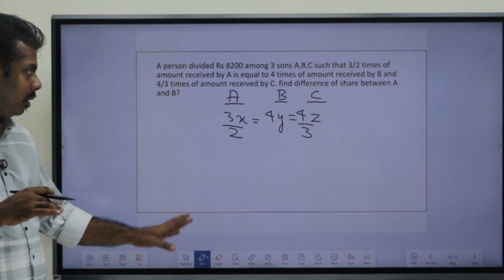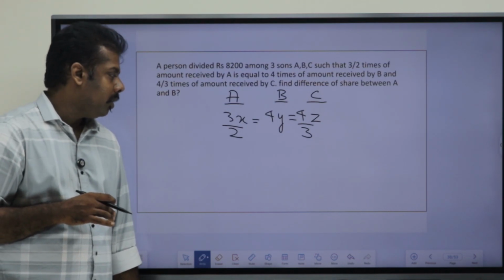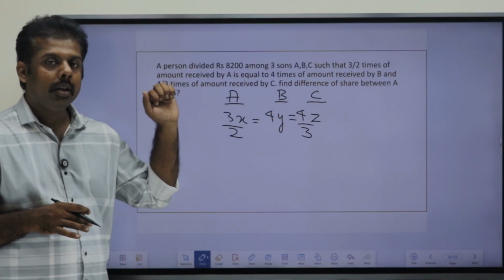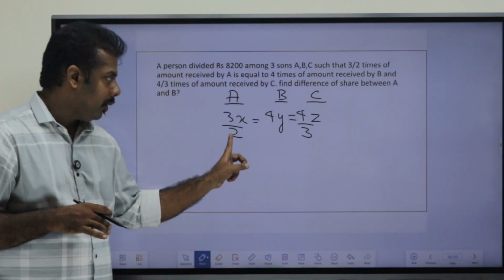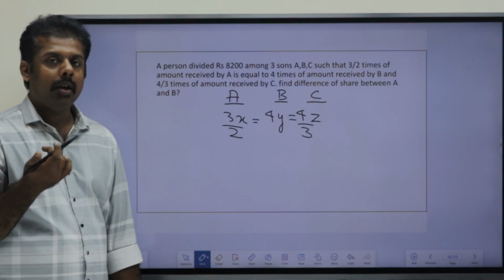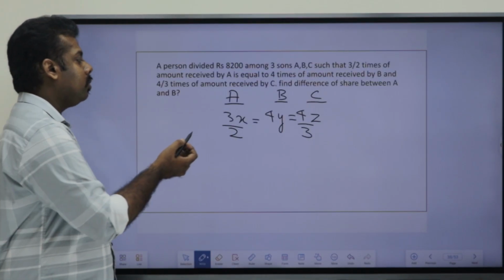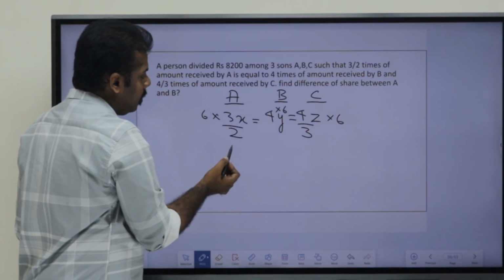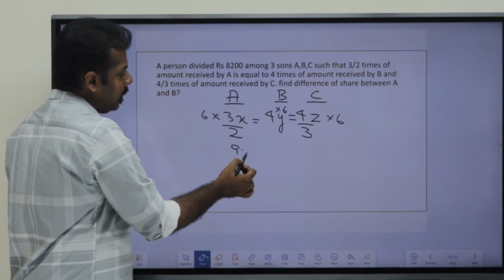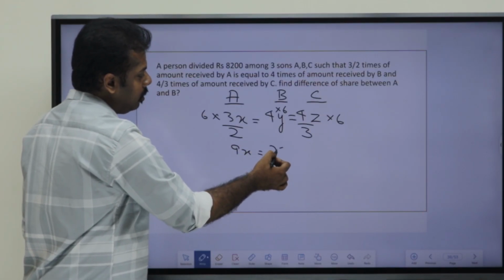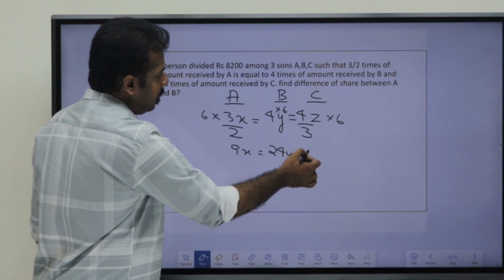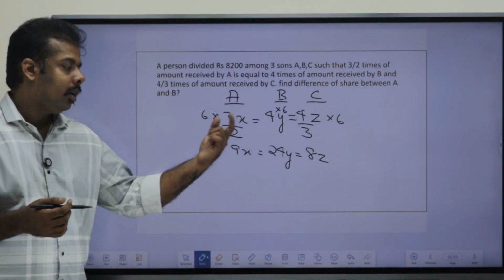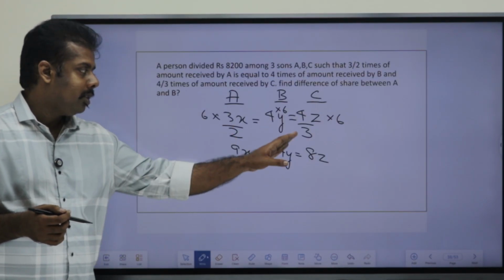So, I hope that you are familiar with this condition. What you can do is first just eliminate the denominator here. Okay, that will make it a bit easier. So, if we see the denominator, we have 2 and 3. So, just take the LCM and multiply it in every term. So, multiply 6 with every term. We are getting this value as 9x, this becomes 24y, and this becomes 8z. So, what we did in the first step, we just multiplied the LCM of the denominator.